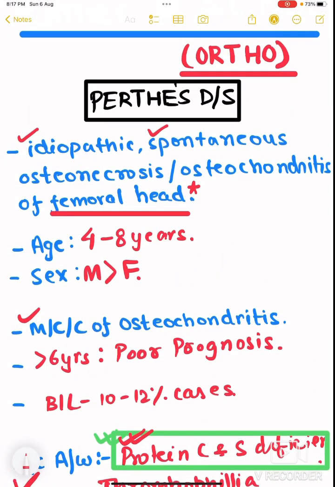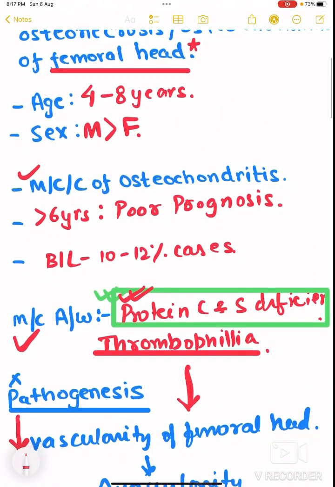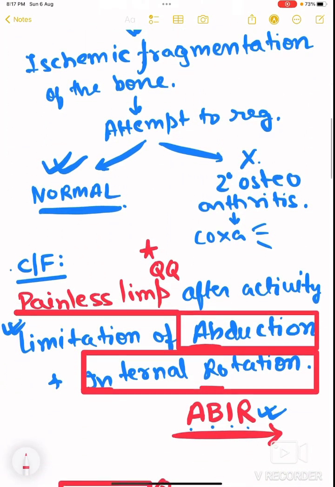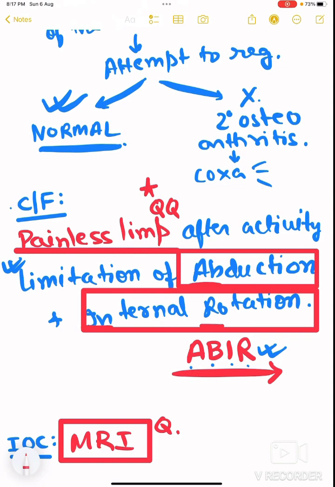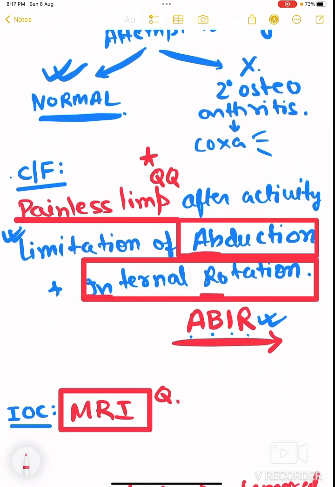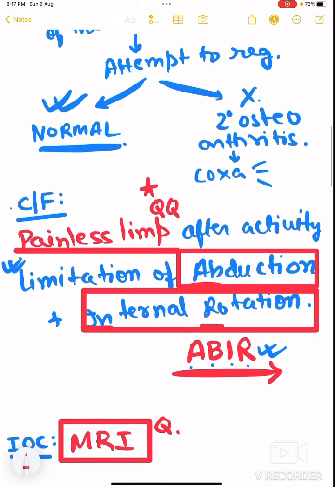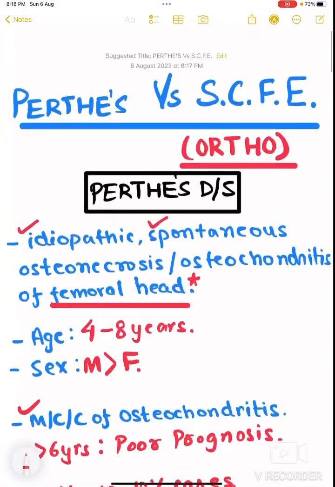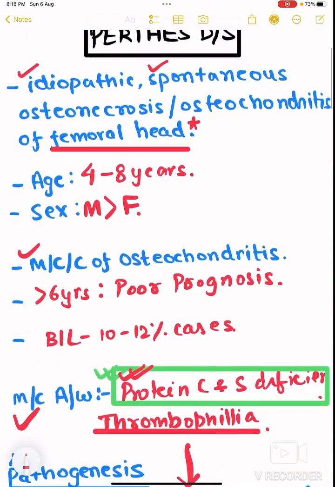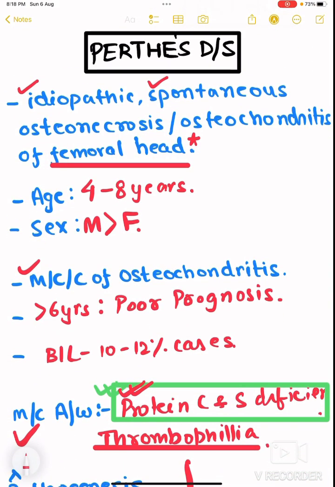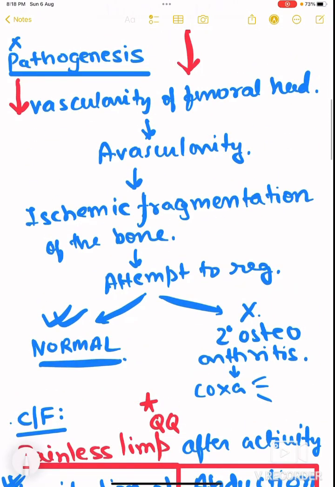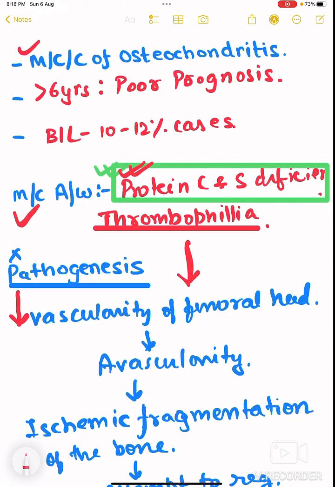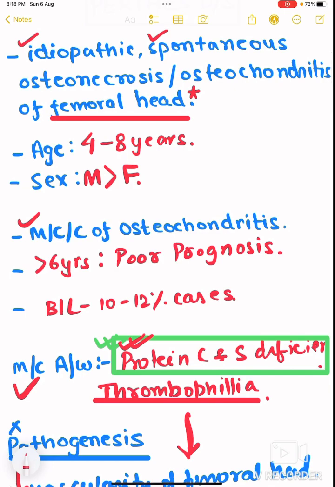So a question about Perthes disease can be like, a 5-year-old male came with a limp in his walk after activity. On asking if it is painful, he said it is painless and there was no tenderness, and there is a limitation of abduction and internal rotation. He also had a deficiency of protein C and S, right? So in this stem, there are so many things pointing you to the diagnosis of Perthes disease. First one is limping, painless. Second is abduction and internal rotation limitation. Third is protein C and S deficiency, which means Perthes right away. And lastly, age, which is extremely important, 4 to 8 years.